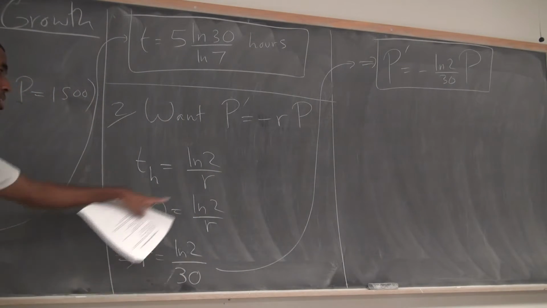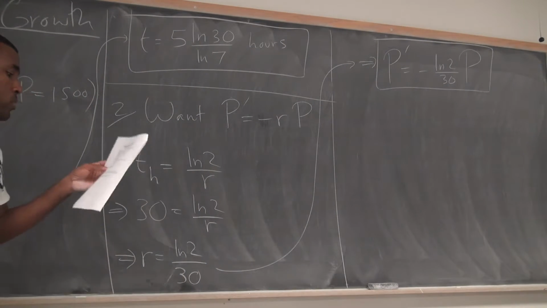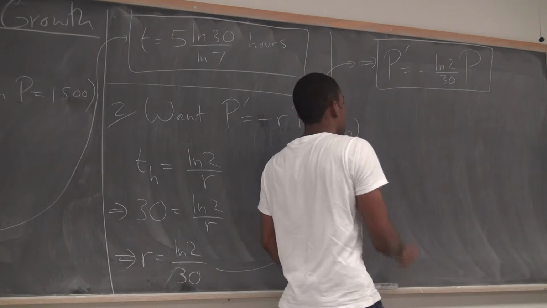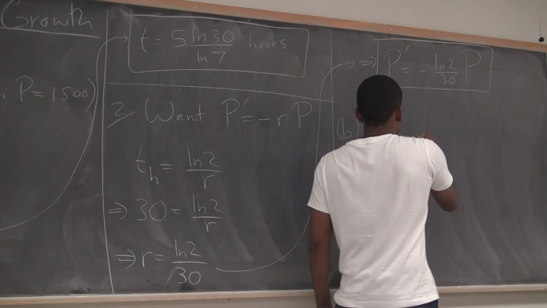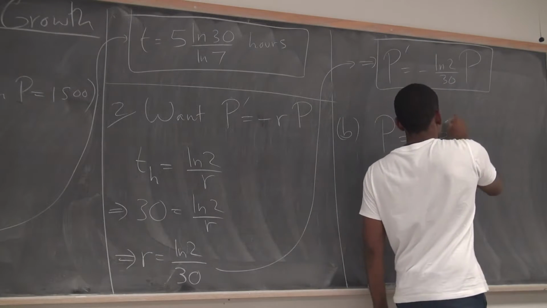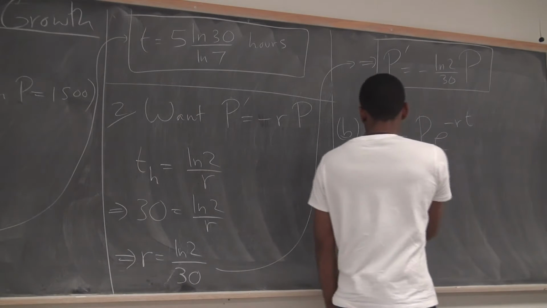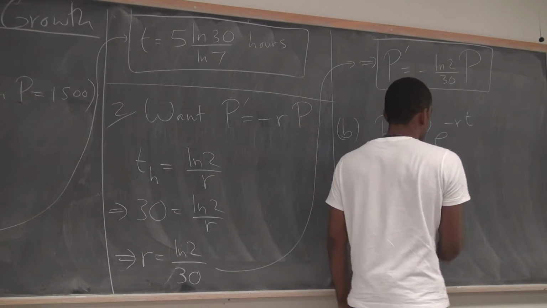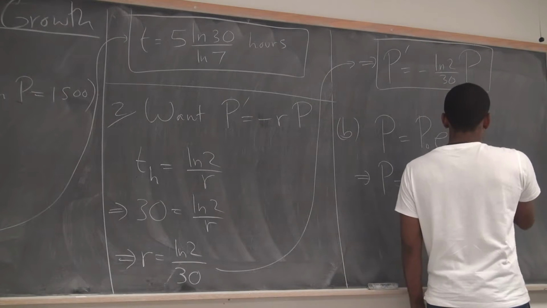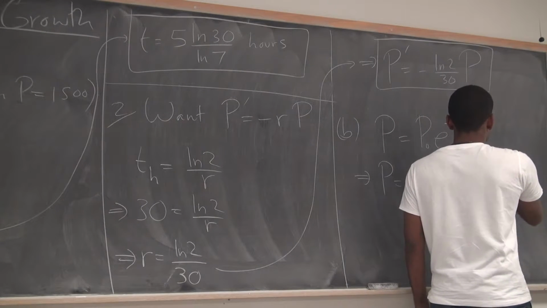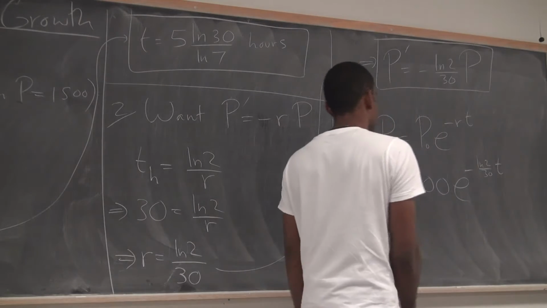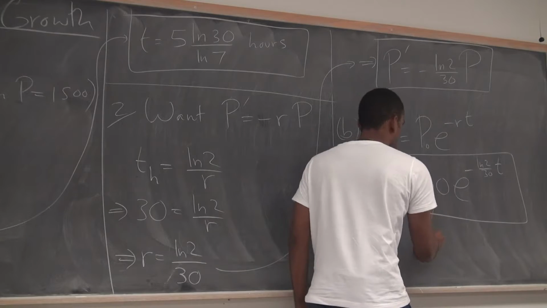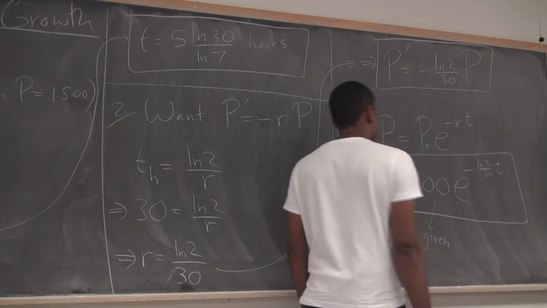So there's a nice formula that gives us r. It relates it to the half-life, which we are told. The formula for P of t, we know that P of t equals P naught e to the minus rt, which means P is equal to, the initial was 200, we are told, e to the minus ln 2 over 30 times t. Right, 200 was given.